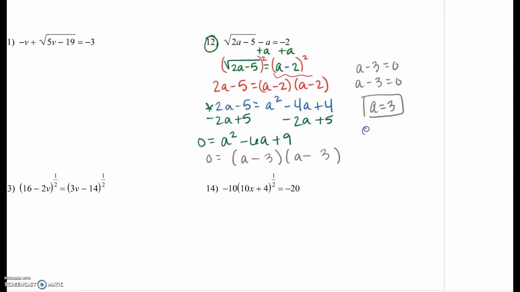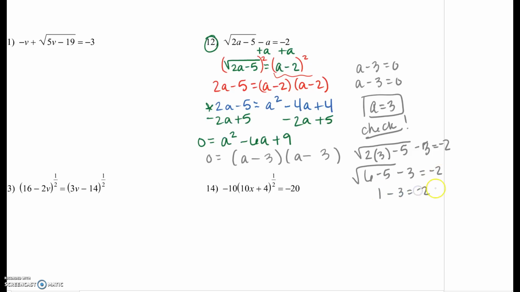If I check that, right, by plugging it in, we have the square root of 2 times 3 minus 5, minus 3 equals negative 2. And so I have 6 minus 5 minus 3 equals negative 2. I have 1 minus 3 equals negative 2, which works. Okay, so our answer would be a equals 3.